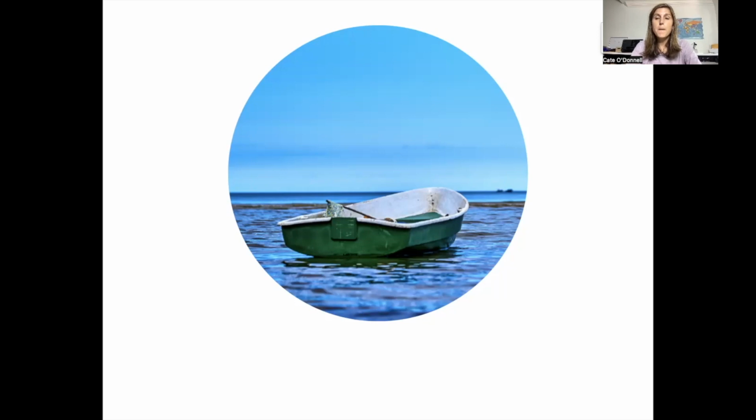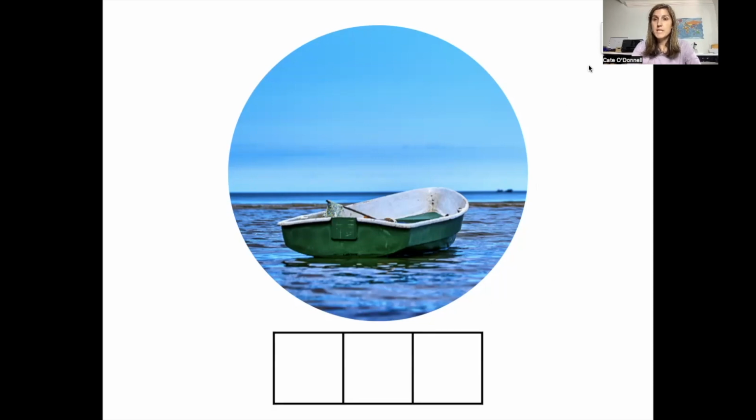The word is boat. How many sounds do you hear in the word boat? There are 3 sounds in the word boat. What's the first sound you hear? B, b. What letter makes the B sound? The letter B. What's the next sound you hear? B, O. O today is spelled O-A. And what's the last sound you hear in boat? Boat. T. What letter makes the T sound? The letter T. This is how you spell boat.